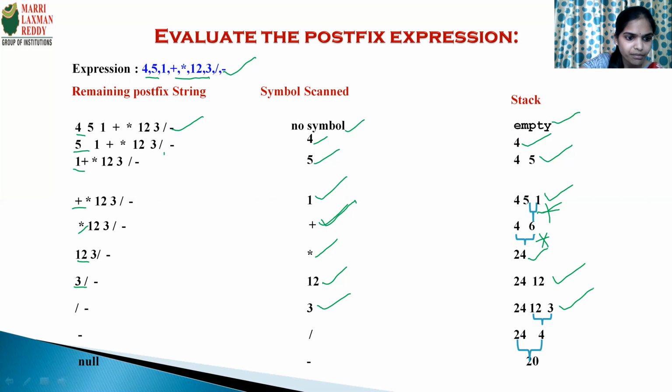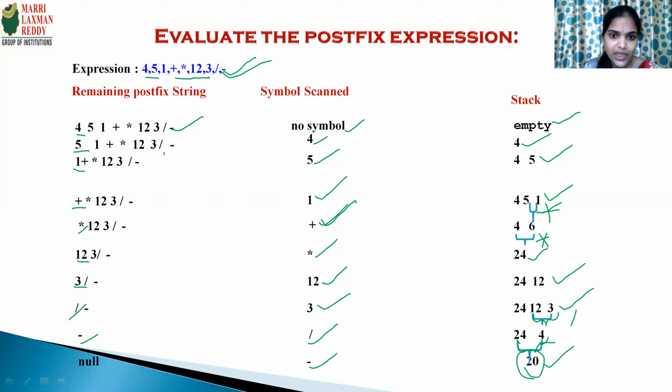Again, we have the division operator. Division is an operator, so onto the last two operands, we perform this division. So we get 4. Again, we have minus. Minus is an operator, so again we have to apply it on the last two operands, that is 24 minus 4. So if we evaluate this expression, we will get a resultant value of 20.